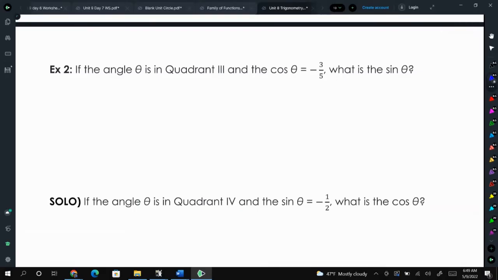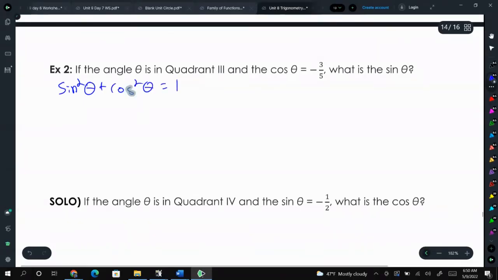So we are in quadrant 3, and the cosine is negative 3 over 5. What is the sine? So quadrant 3 means that my sine will be negative as well. So sine squared theta plus cosine squared theta equals 1. We know that cosine is negative 3 over 5.